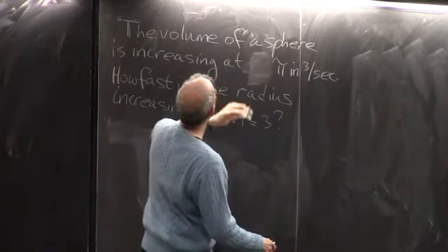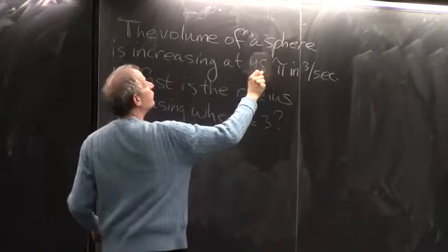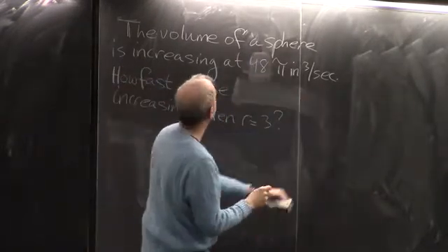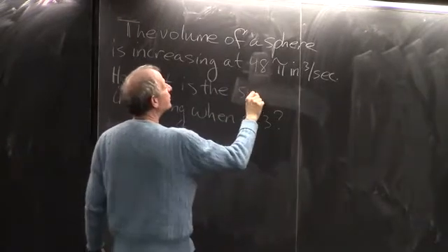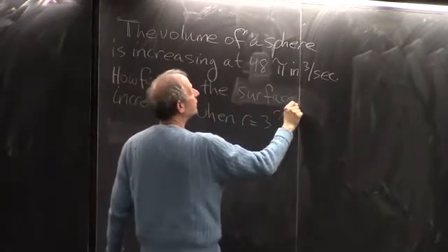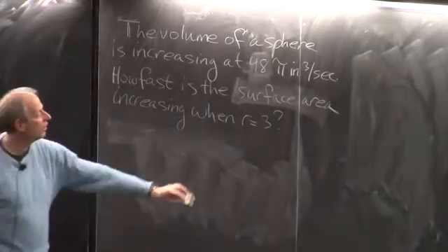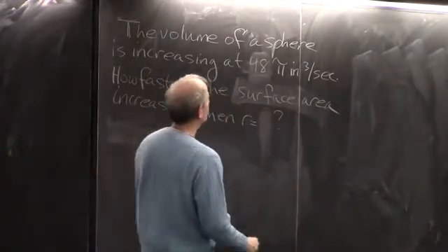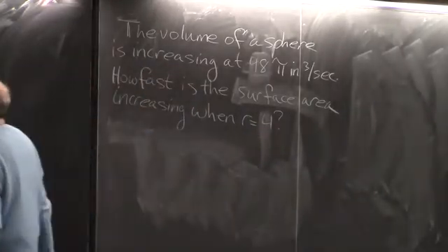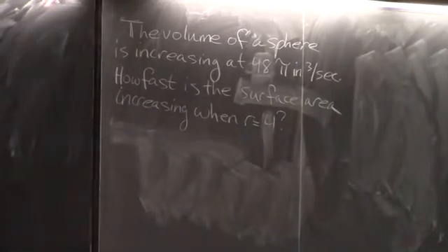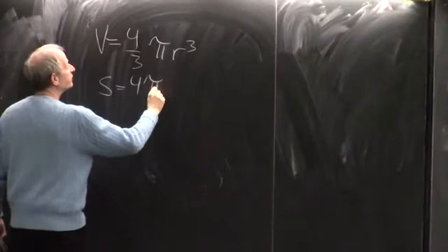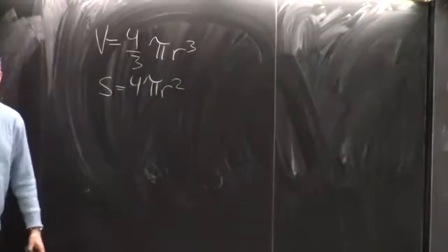So let's say the volume of the sphere is increasing at 48 pi cubic inches per second. How fast is the surface area increasing when r equals 4? And of course, you don't need to be reminded that the surface area of the sphere is 4 pi r squared.